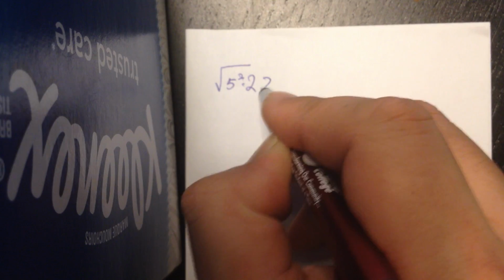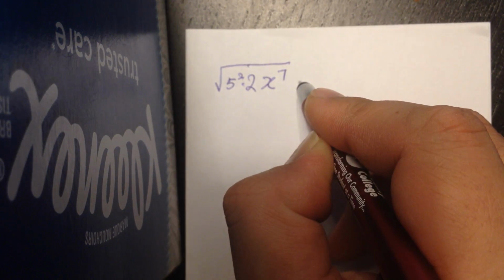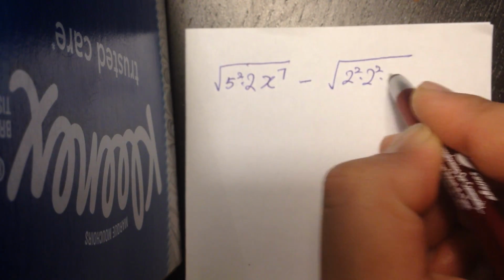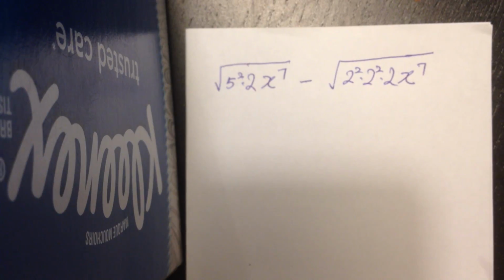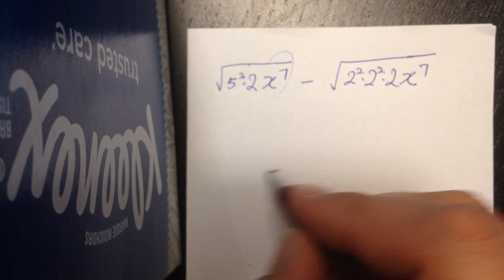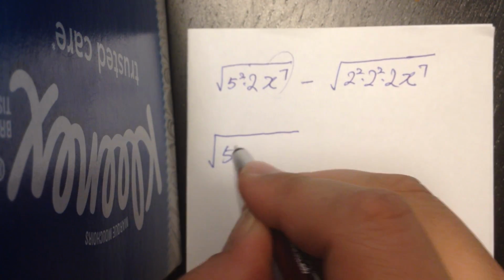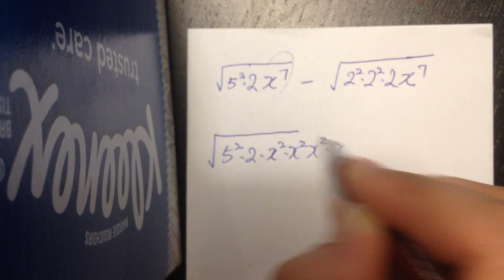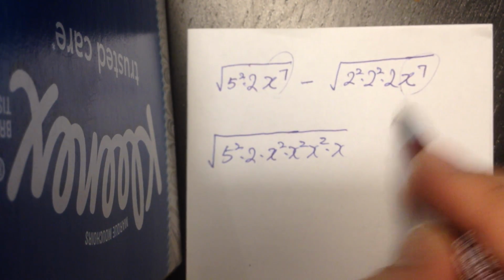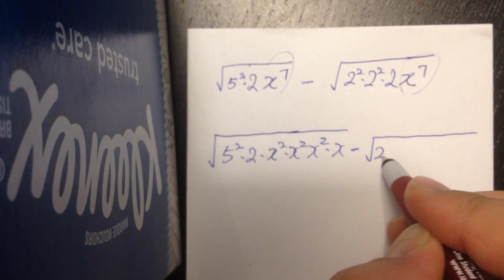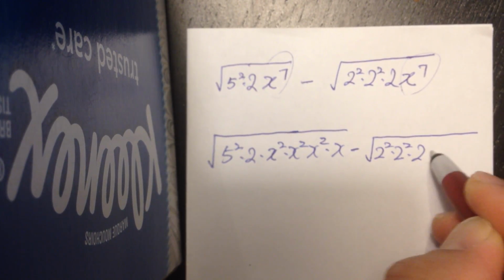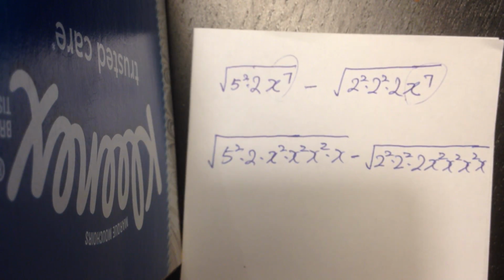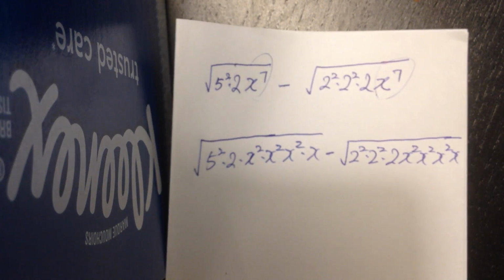5 squared 2, x7, minus 2 squared 2 squared 2 x7. And I know x7 can be rewritten as x squared x squared x squared x, and of course same thing here will be 2 squared 2 squared 2 x squared x squared x squared x. Okay, and then we can really see this. There you go.